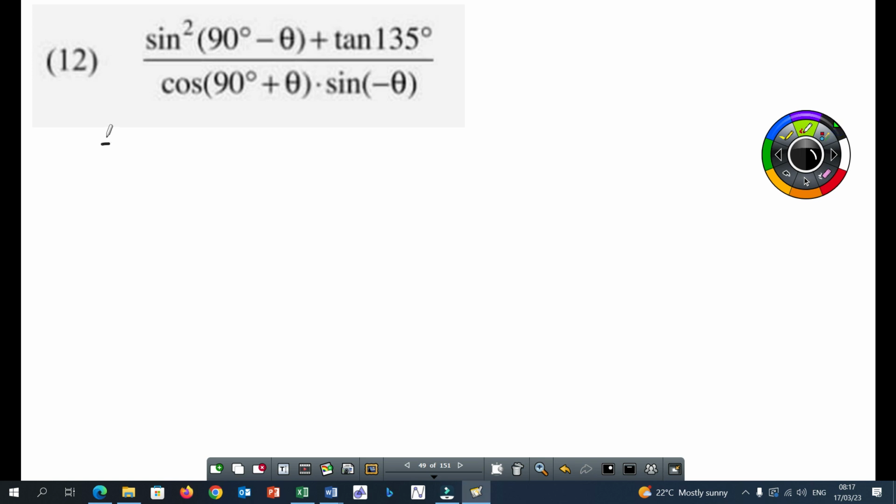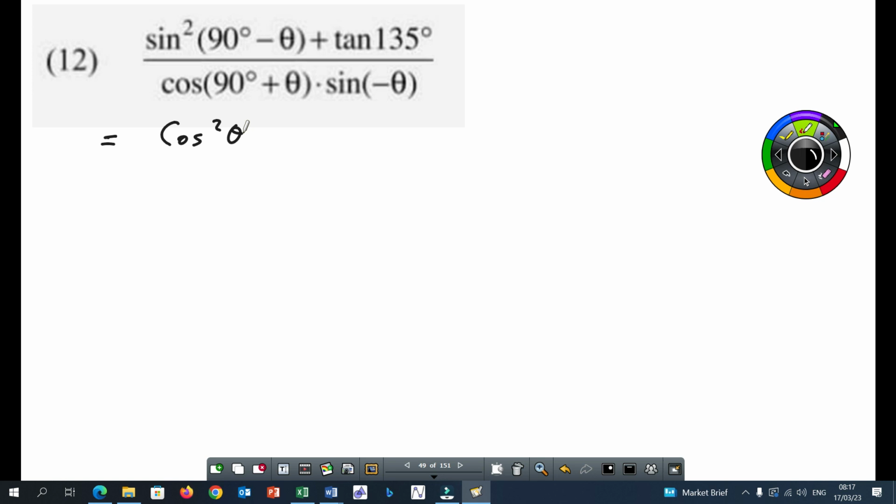All right. So for this question, remember, we are applying the reduction formula and the two fundamental identities. Okay? So we have sine squared of 90 degrees minus theta. Now, I'm sure everybody knows that sine of 90 minus theta is equal to cos theta. So this is equivalent to cos squared theta.